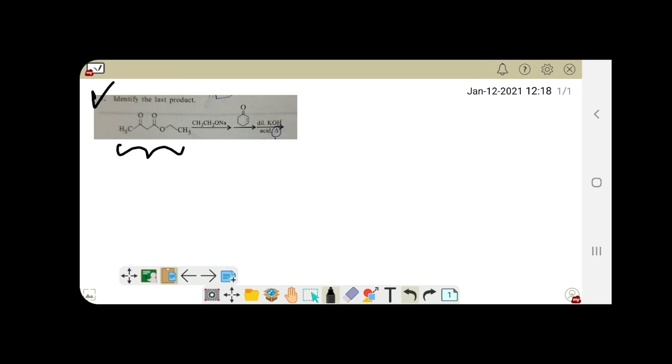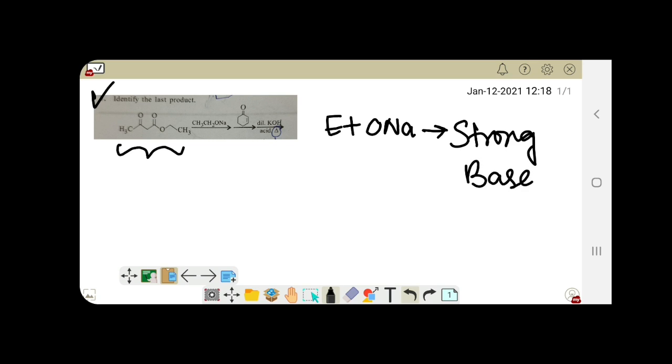So the substrate is here. It contains a keto group and an ester group, and the reagent that we have along with it is actually sodium ethoxide, and sodium ethoxide is a very strong base. You know that the characteristic of a strong base is to abstract the acidic hydrogens of the substrate with which it is reacting. So we have to find out where the acidic hydrogens are and abstract them accordingly and proceed. All right, this is one important thing that you have to remember.